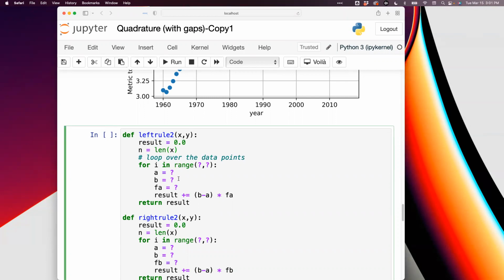It's very similar to the previous one. Okay, you have n points, len x, and you're going to loop over the segments or the points. I'm floating around if you need help.